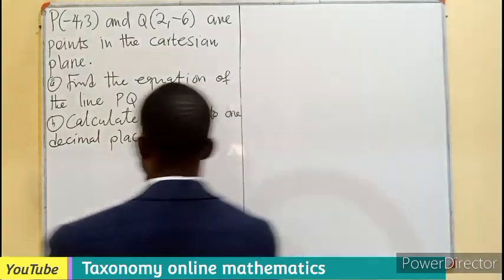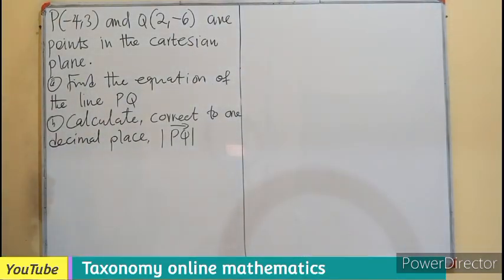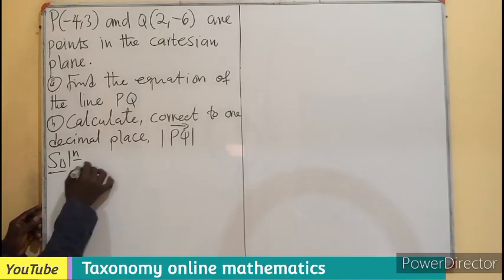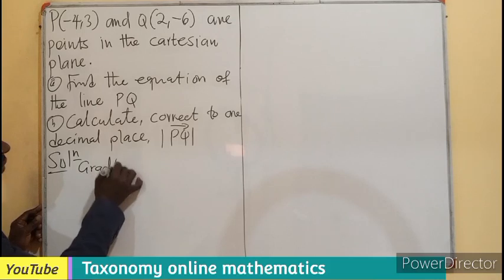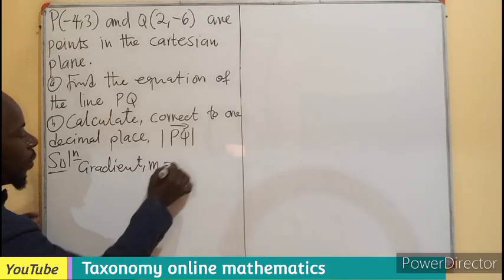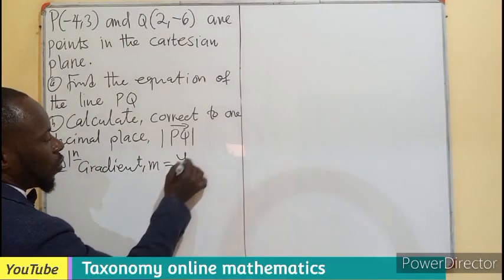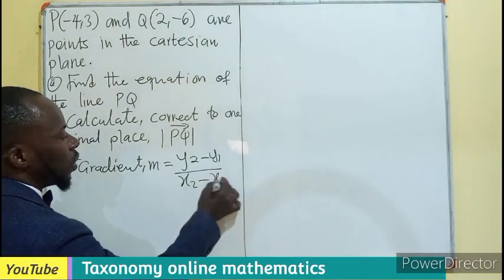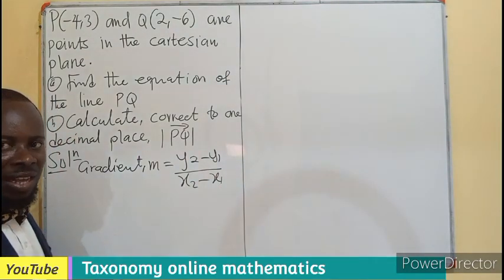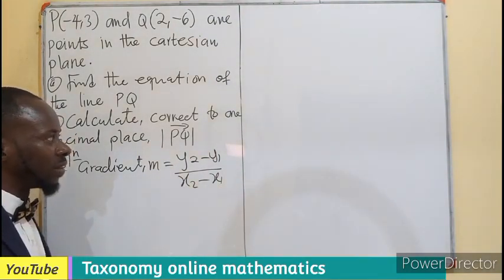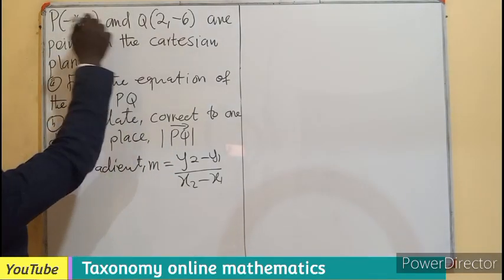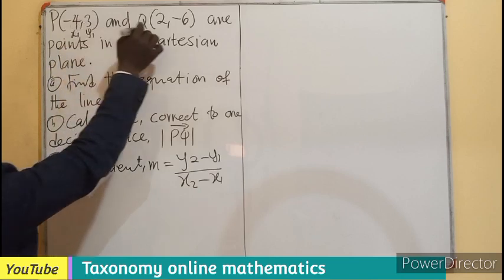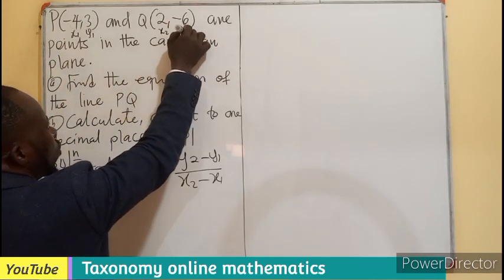So we are taking the line PQ. We need to find the gradient of the line PQ. The first thing we need to do is to find the gradient, which is taken as m, and that is y2 minus y1 divided by x2 minus x1, the change in the y-axis divided by the change in the x-axis. So if we are taking these 2 points, this is the first x, x1, the first y, y1, second x, x2, y2.